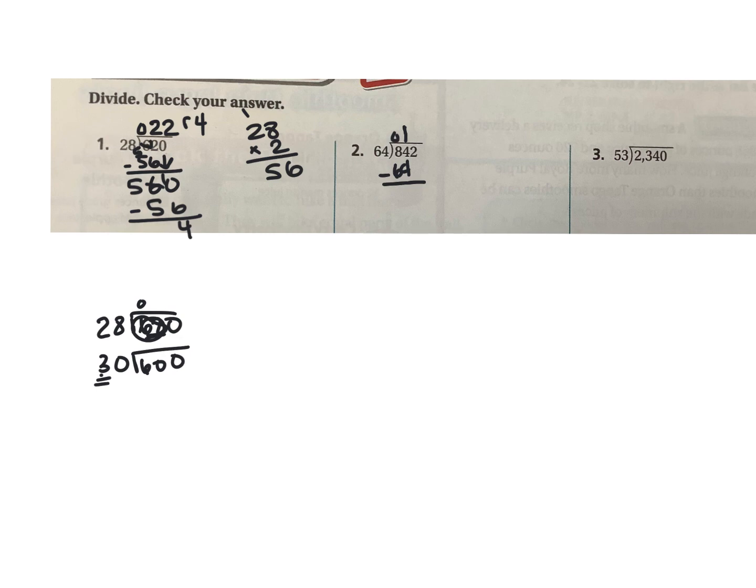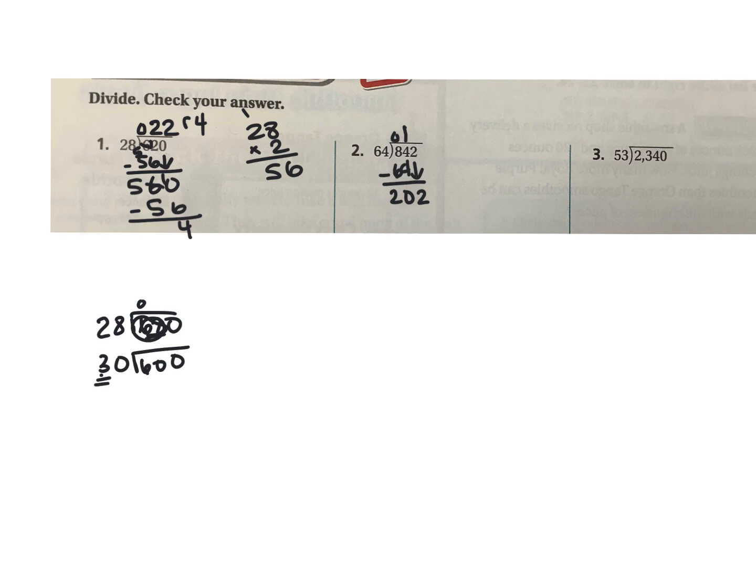So I will subtract because 64 times 1 is 64. 4 minus 4 is 0. 8 minus 6 is 2. And bring down the 2. Okay. 64 times what number gets me as close as possible to 202?